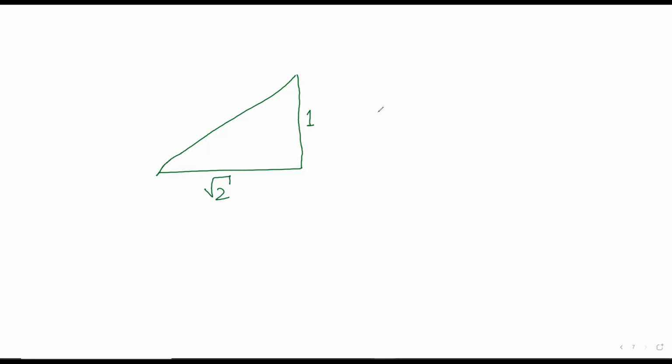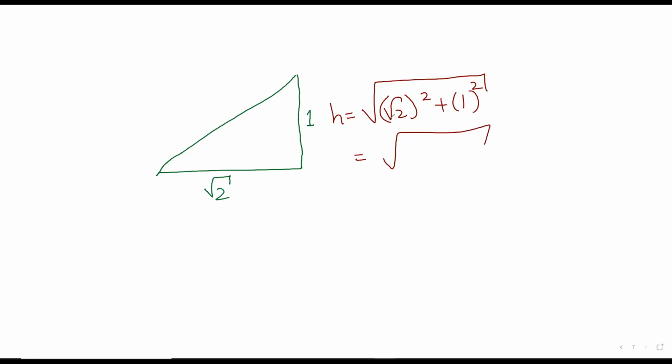Right, it's root 3. Okay, why? Because the hypotenuse is equal to the square root of root 2 squared plus 1 squared. Root 2 squared is nothing but 2 itself, right? Because the square and the root get cancelled, plus 1. So this is equal to root 3. All right, so the hypotenuse over here is root 3. So basically, we need a triangle whose one side is root 2 and the other is 1.